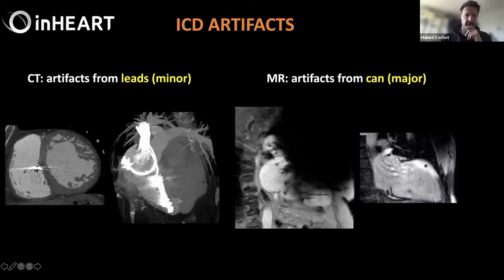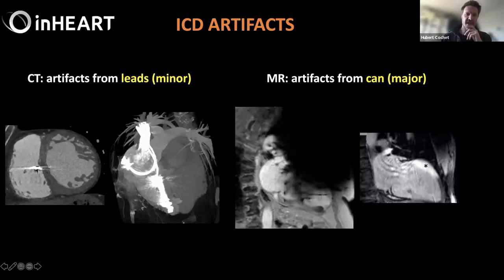So Hubert, can you also tell us a little bit about the impact that an ICD has on the MRI or the CT images? Yes, this is important because this is a major limitation of MR. It also has an impact on CT, but to a lower extent. I will show you images to illustrate that again. I'm jumping back and forth in my slides.